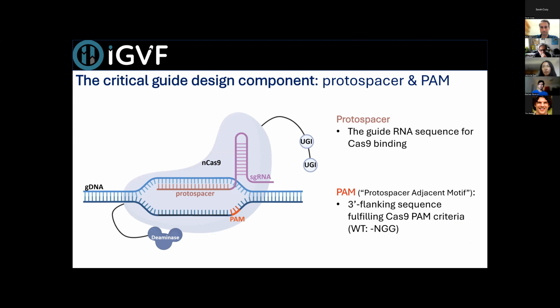So let's begin at the foundation of how guide design works. And this is with the design of the protospacer sequence with a compatible PAM requirement. The protospacer sequence is typically 20 nucleotides long and is important for Cas9 binding and dictates where in the genome to target. However, the binding is also dependent on the PAM sequence, which is 3' flanking the protospacer sequence. So if the PAM requirement is not met, then no binding and thus editing will occur, such as the NGG PAM for wild type Cas9.